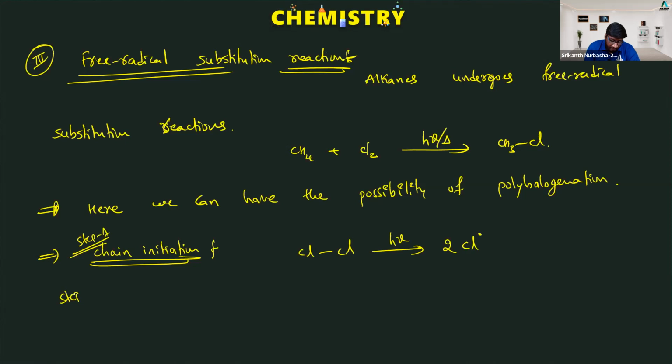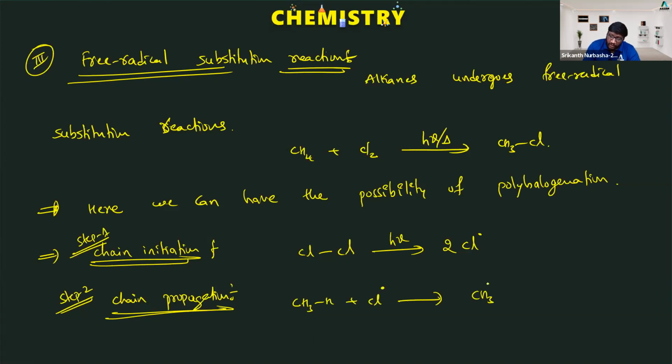Step 2. Chain propagation. In the chain propagation, what happens? The chlorine free radical, whatever is obtained, reacts with the respective methane. So let us take CH3-H plus Cl dot. It forms CH3 dot plus HCl. CH3 dot can react with another Cl-Cl, that is a chlorine molecule, to form CH3Cl plus Cl dot. These reactions happen in step 2.